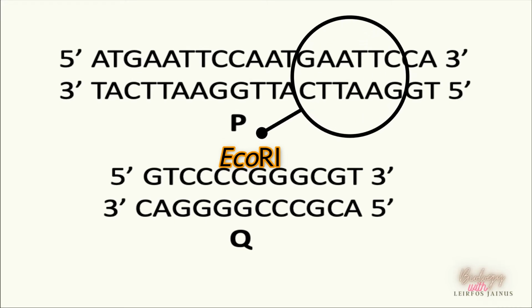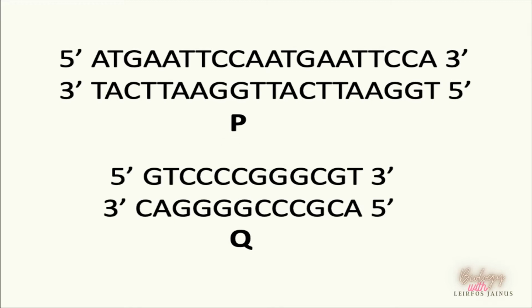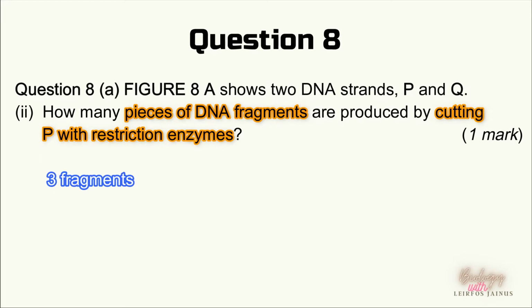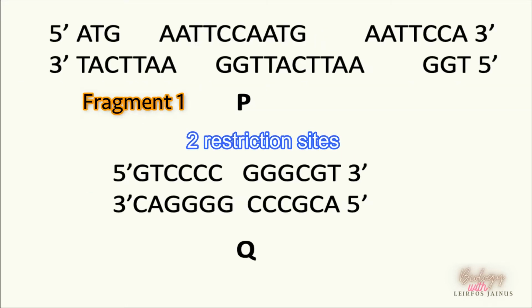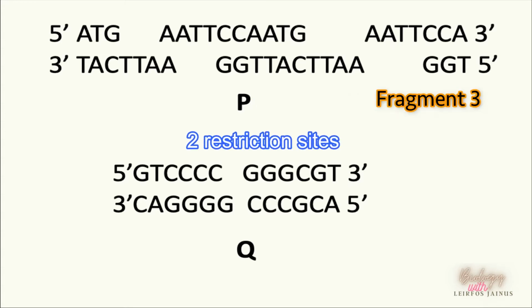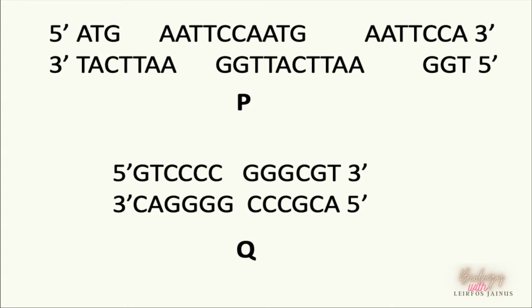While for strand Q, the palindromic sequence consists of 5' CCCGGG 3'. This palindromic sequence will be recognized and cut by SmaI. For the next question, how many pieces of DNA fragments are produced by cutting P with restriction enzyme? So we will have 3 fragments when we cut the strand P with EcoRI.